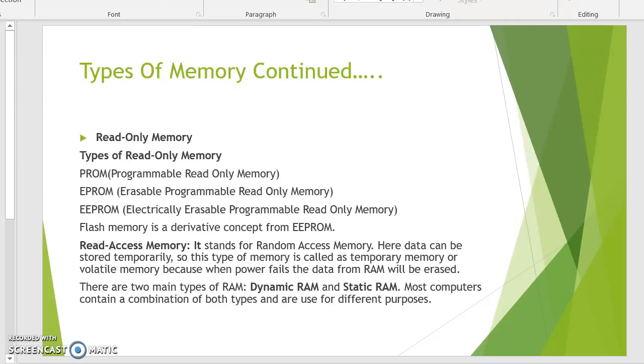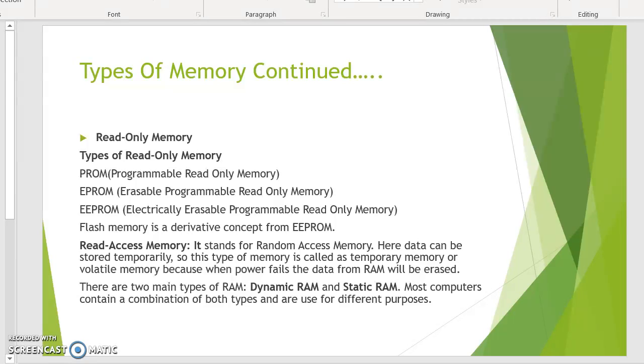There are different types of ROM. We have the programmable read-only memory. We have the erasable programmable read-only memory. We have electrically erasable programmable read-only memory, and we have flash memory, a derivative concept from EEPROM.